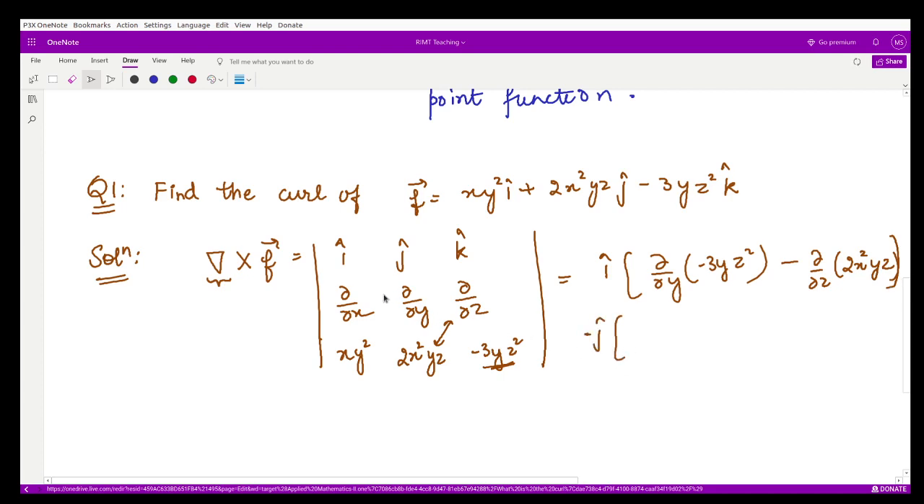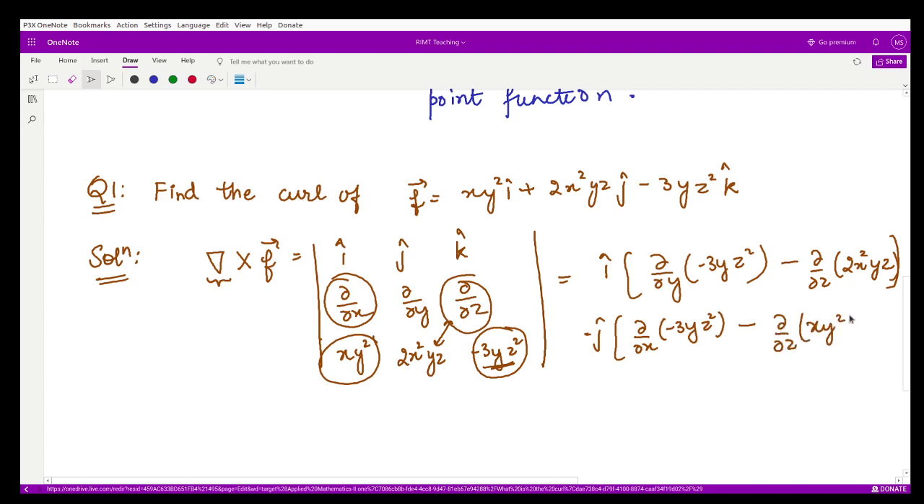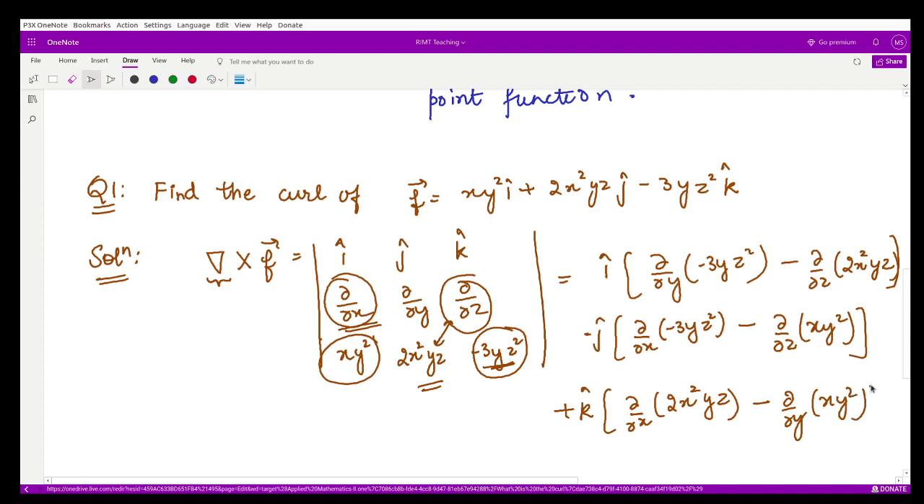For j cap, we take del by del x of minus 3yz square, minus del by del z of x y square, and plus k cap. For k cap, we have del by del x of 2x square yz minus del by del y of x y square, right?